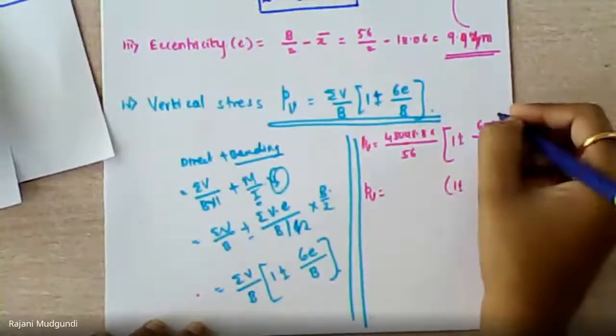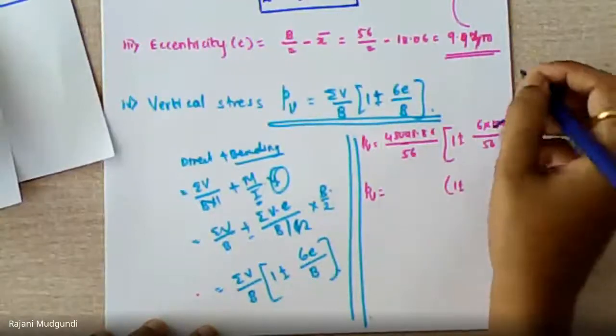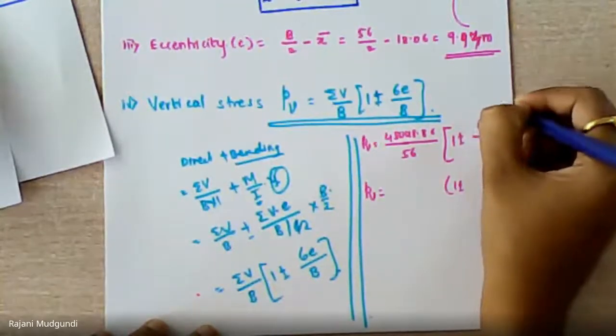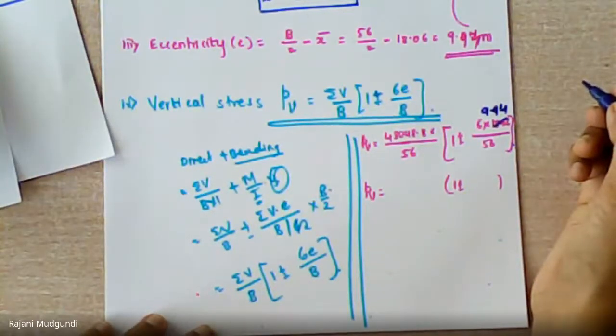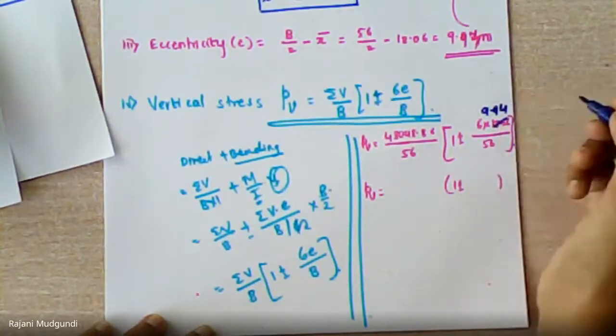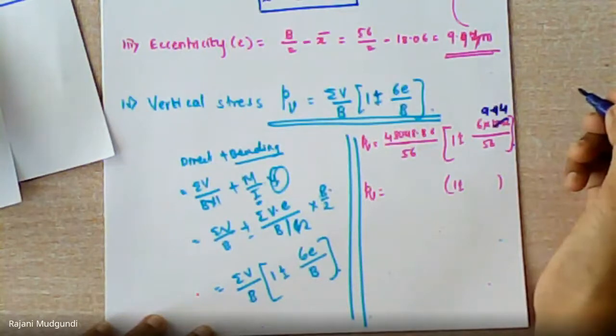Okay, correct. Eccentricity is 9.94. Correct. So eccentricity is 9.94. Therefore, you have to calculate the stresses now.